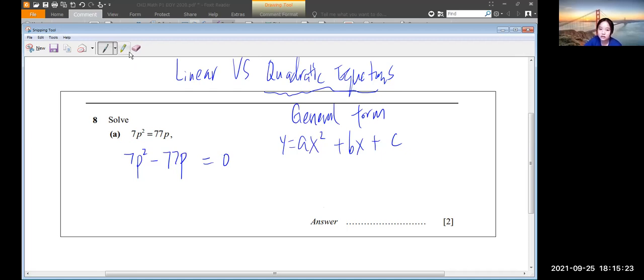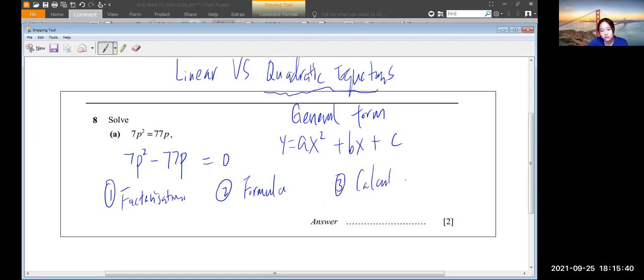Factorize. There are many ways you can do it. You can factorize, or you can use the formula, or you can use the calculator. The calculator is for when you run out of time, so you use it to quickly get the answer and at least get 1 mark. If you have plenty of time, use the calculator to check your answer. Simple. So now you do the factorization.